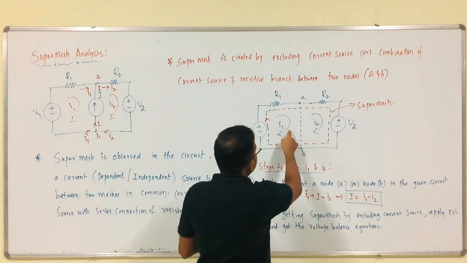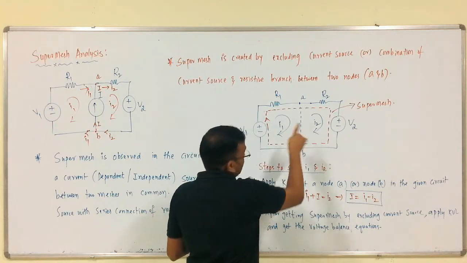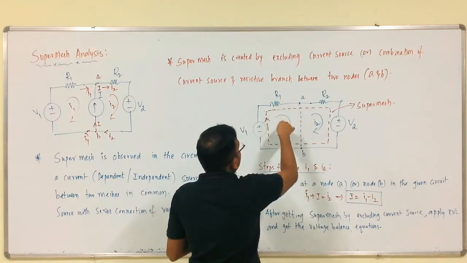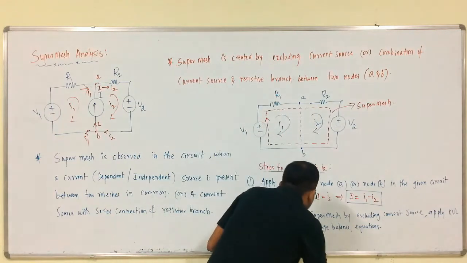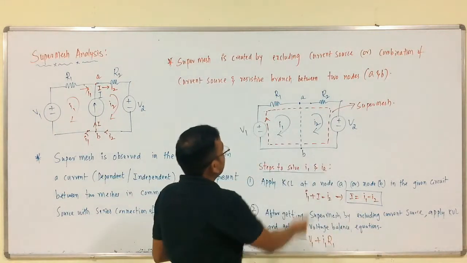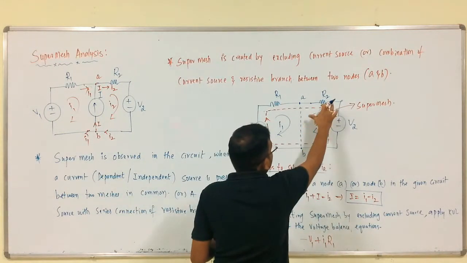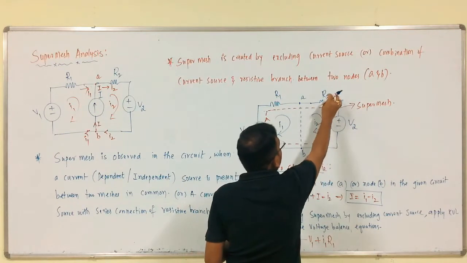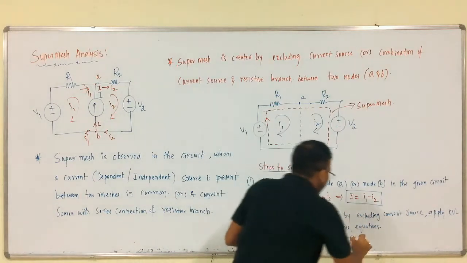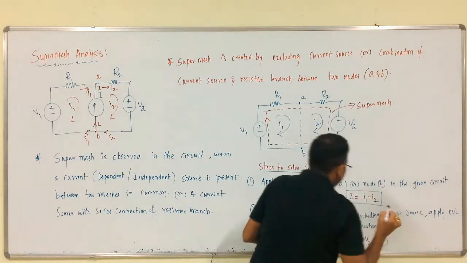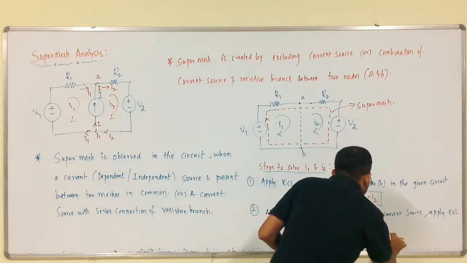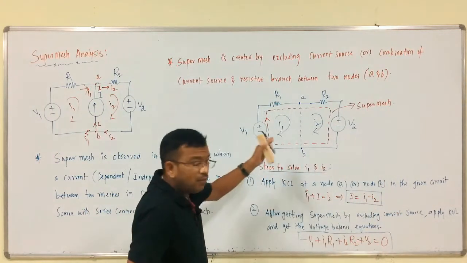So, here we have I1, we have I2. This is the simple trick. We write minus V1 plus I1 into R1, plus the current in this loop, I2 into R2, we have to continue like this, plus I2 into R2 plus V2, which is equals to 0. Simple.